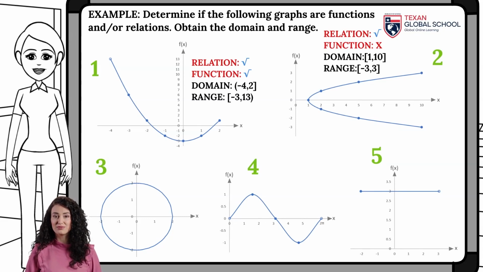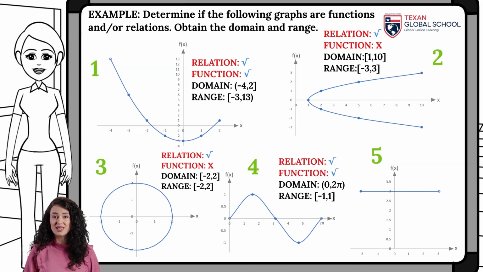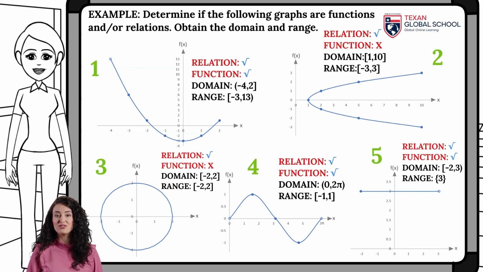Its domain is from 1 closed to 10 closed, and range from -3 to 3 closed. Graph 3 is not a function. Its domain and range go from -2 to 2 closed. Graph 4 is a function with a domain from 0 to 2 pi open, and range from -1 to 1 closed. The last graph is a function with a domain of -2 closed to 3 open and a range of 3.